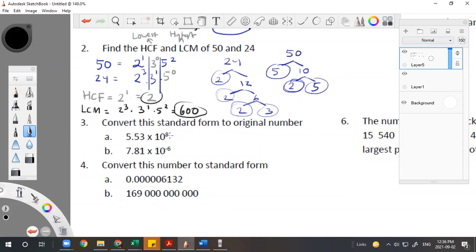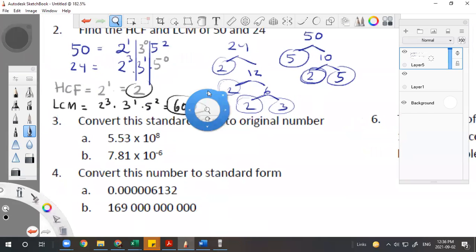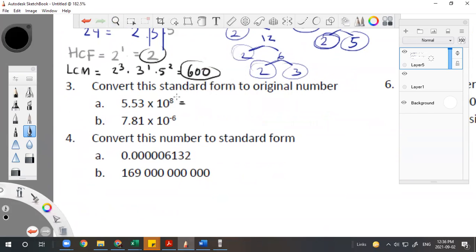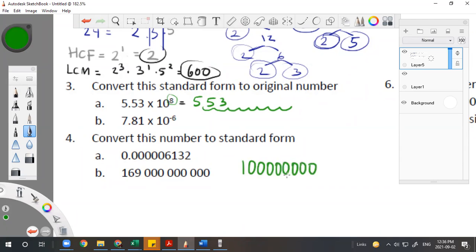Original number. Okay, so you have to multiply by 10 to the power 8. So what is 10 to the power 8? You move the decimal 8 steps to the right. Remember, if it is positive 8, so 5.53, start from this position, and move 8 times to the right. 1, 2, 3, 4, 5, 6, 7, 8. Because it is multiplied by 100 million, right? Because 10 to the power 8 is 1, 2, 3, 4, 5, 6, 7, 8. So it has to be 100 million.